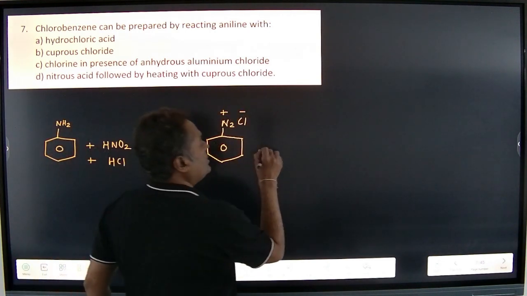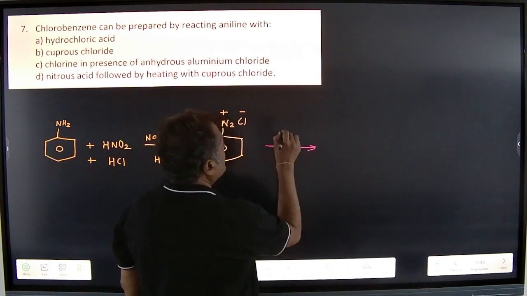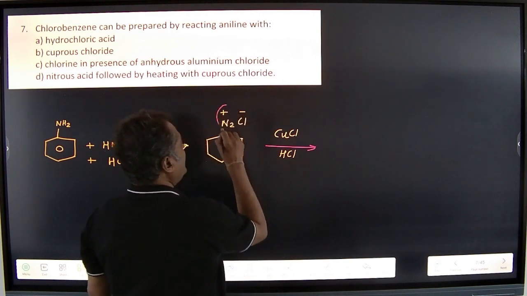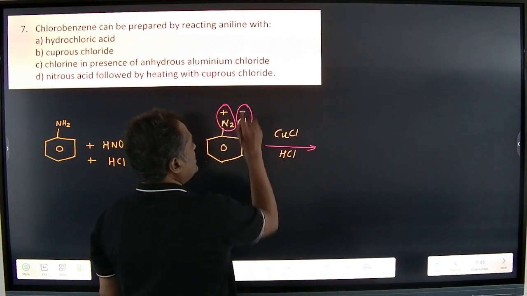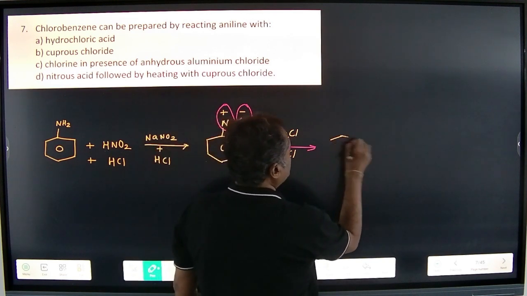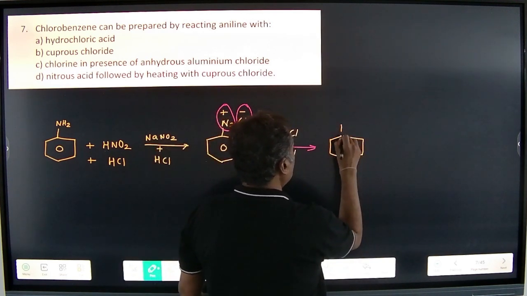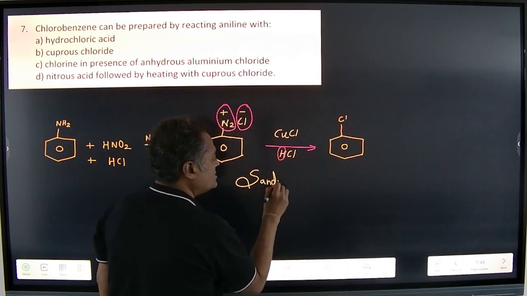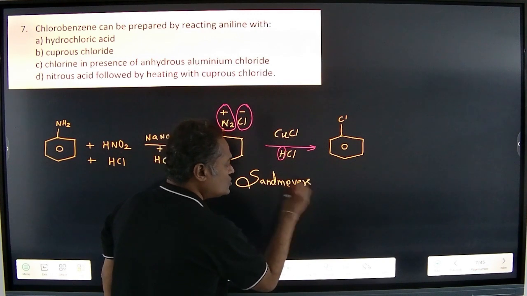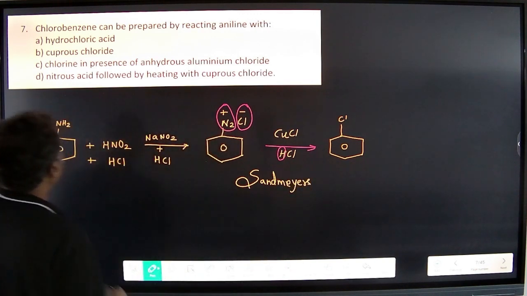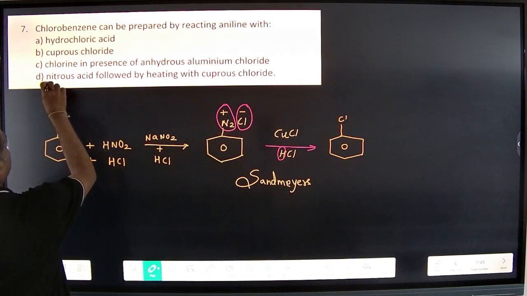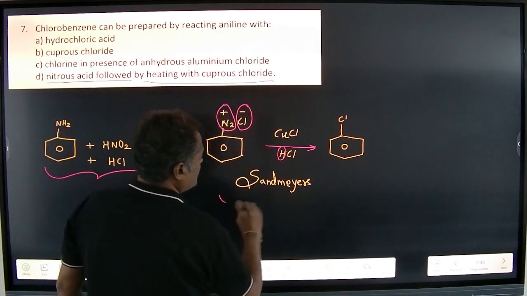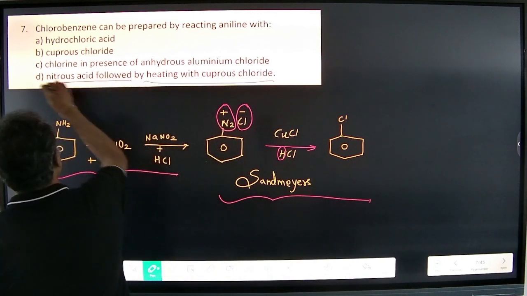After this, child, when you treat this with cuprous chloride in HCl, what happens? N2 gas will be lost from here, and Cl will replace it. You get chlorobenzene as the product formed. This is one of the well known reactions called the Sandmeyer reaction. So the correct option is: first, aniline has to be treated with nitrous acid, followed by treatment with cuprous chloride as the second step. The correct answer for this MCQ is D.